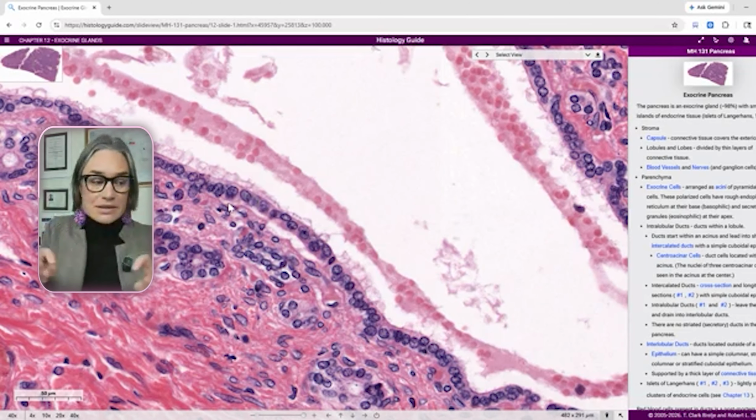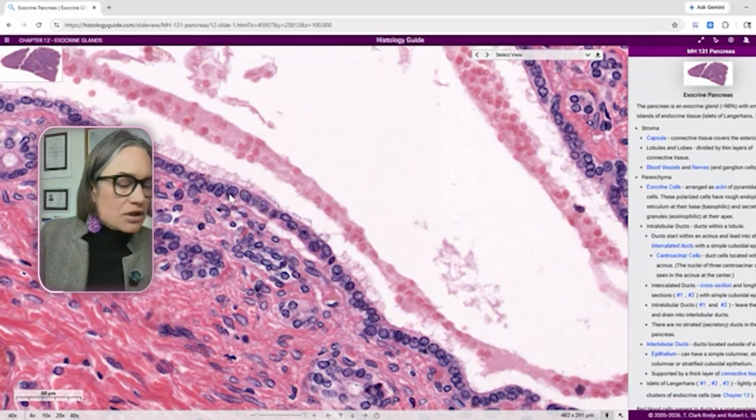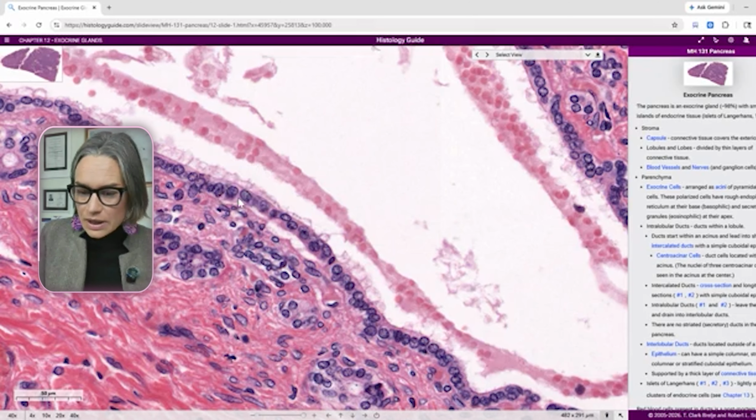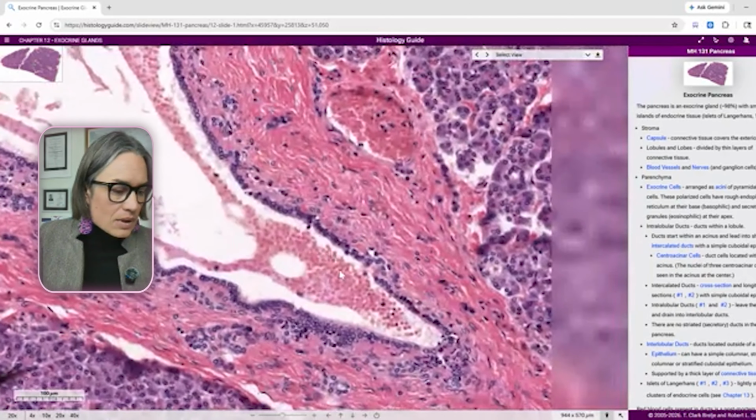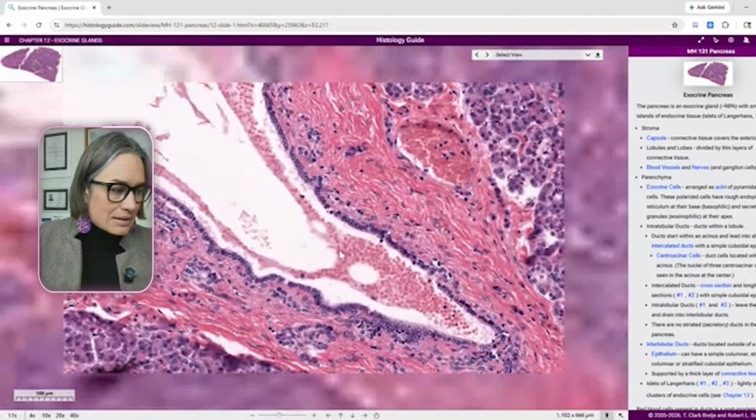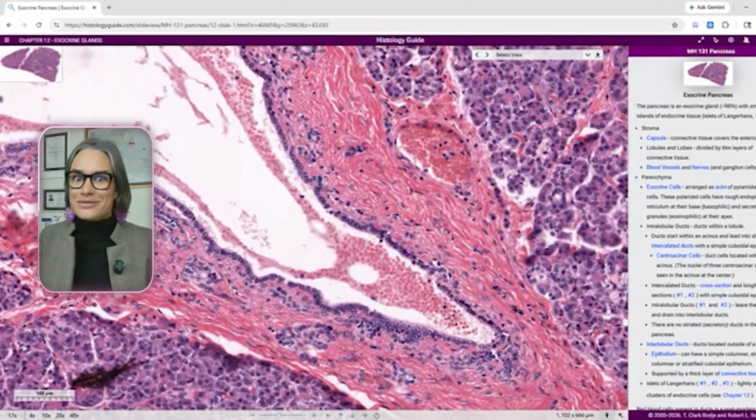Cuboidal means they're squarish, and I'm not referring to the nucleus. Nucleus is round or elongated, but the whole cell, if we were to draw something around the cell, it would be like a little square. So that tells you that even though on the slide here we have red blood cells inside, this is not real. And there is a lot of this happening.